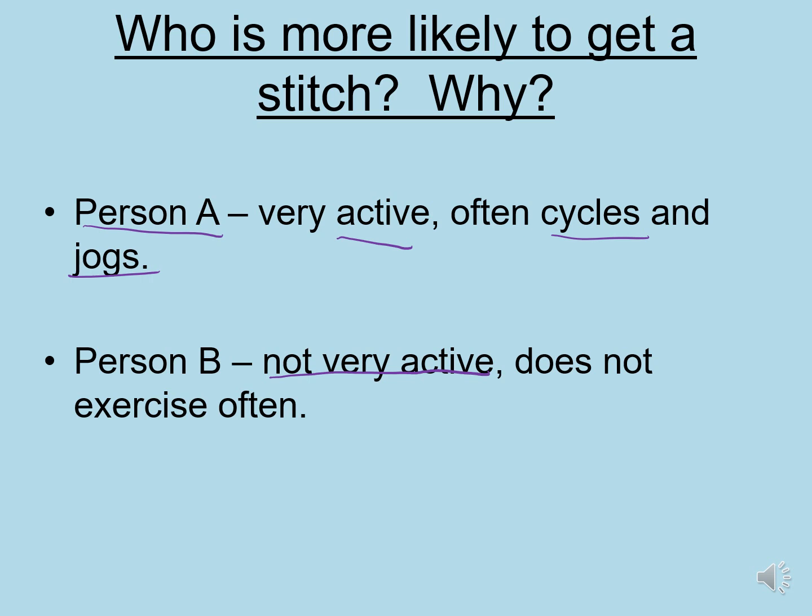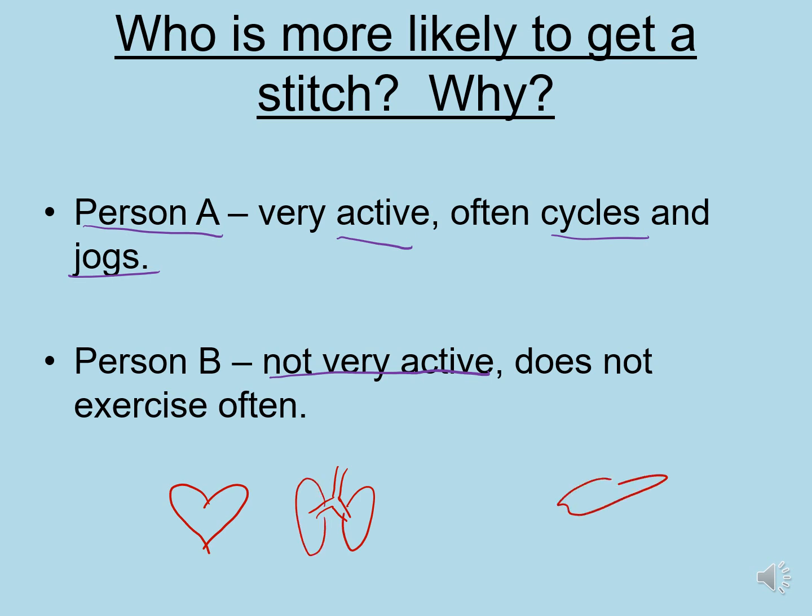So the answer is that person A will probably not get a stitch before person B. Person B might not have as healthy a heart because they're not exercising as often. They also might not have as strong lungs. So if you exercise lots, then your heart and lungs get stronger.